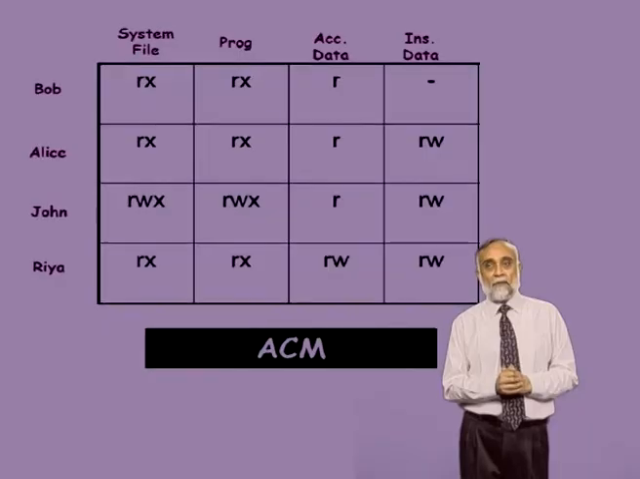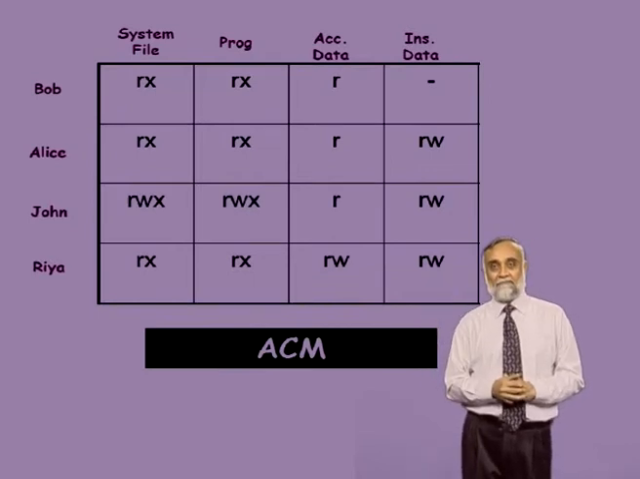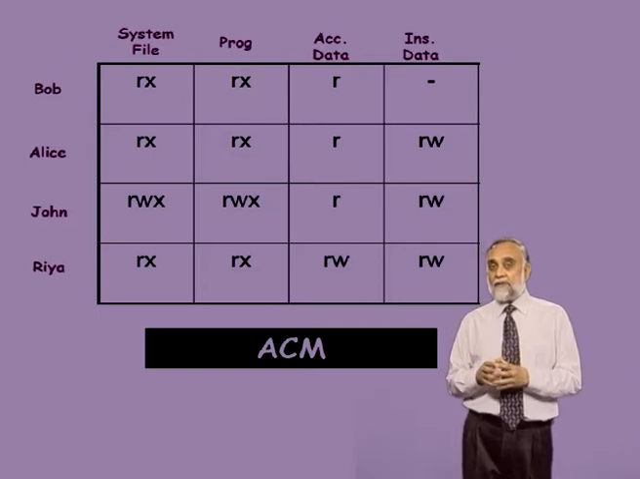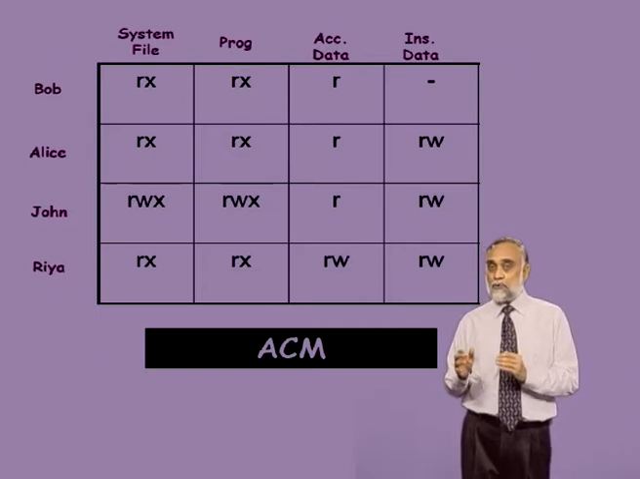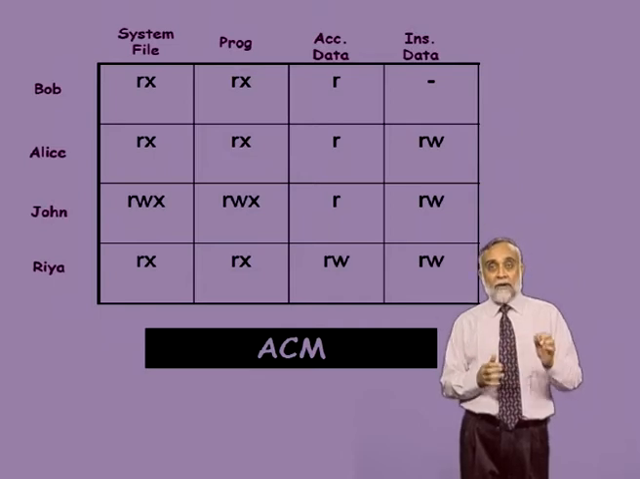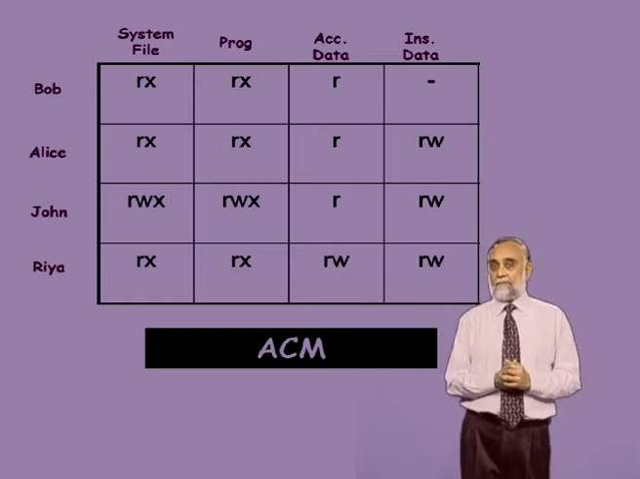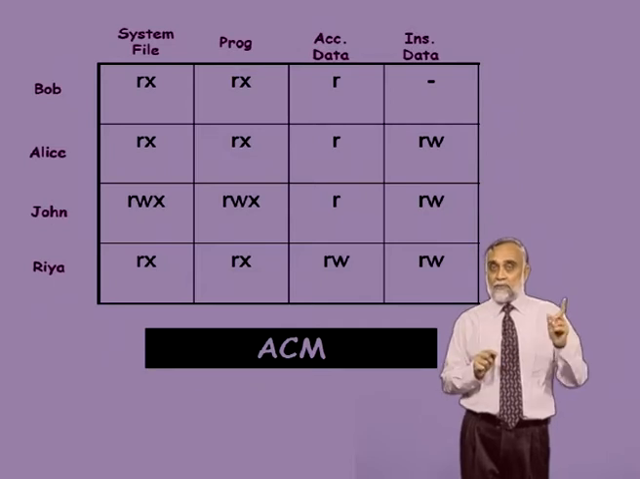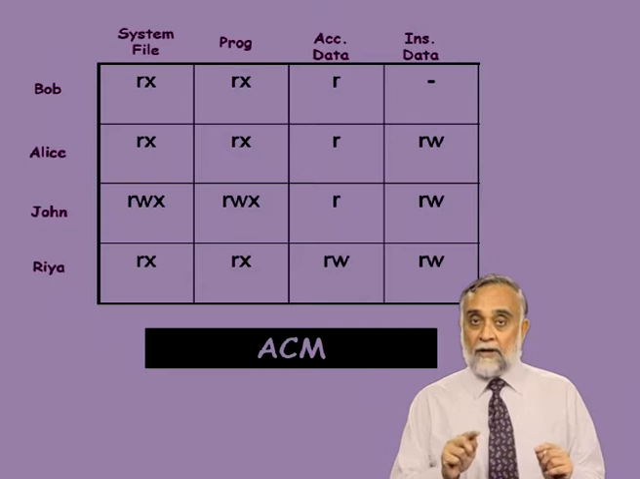ACM contains all the relevant information on which the authorization decisions can be made. So, let us take a look at this ACM table. It can be seen that Bob has read and execute access to the system file, read access to accounts data and no access to insurance data. Ria has read and execute access to the system file and read and write access to insurance data.